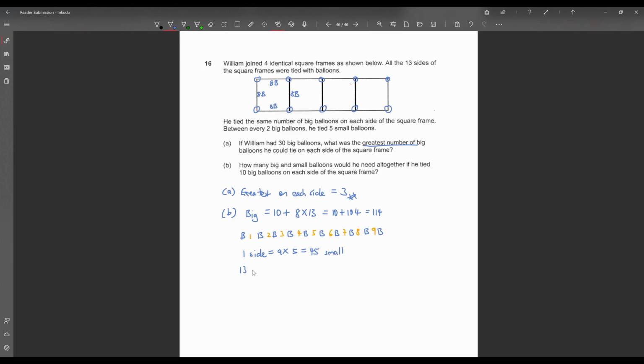There are a total of 13 sides. This gives us 13 multiplied by 45, which equals 585 small balloons. So the total is 585 small plus 114 big. This will give us 699 balloons in total.